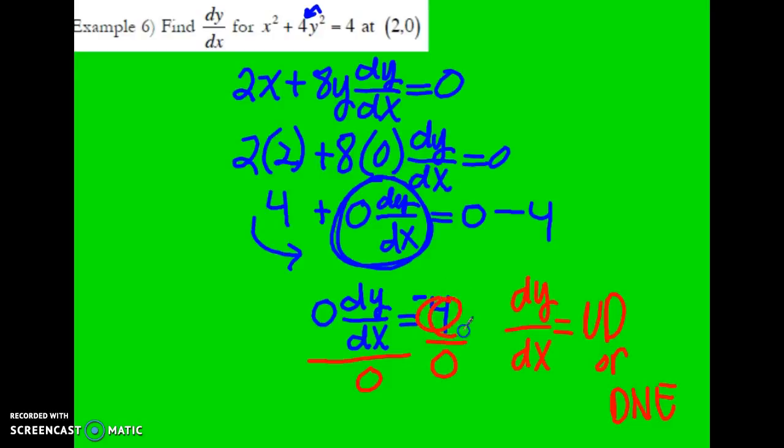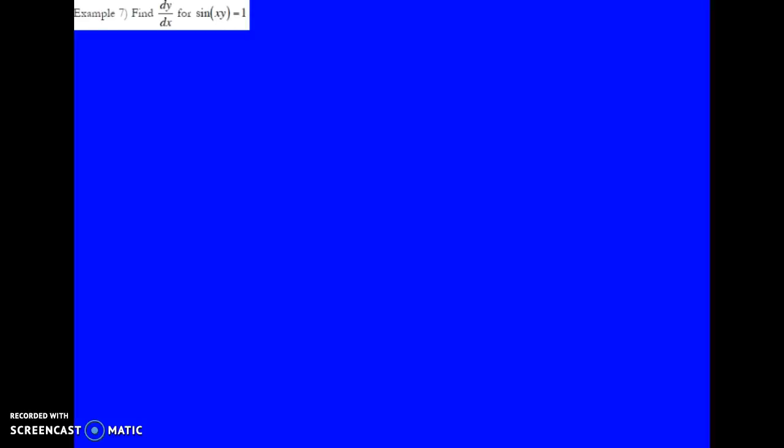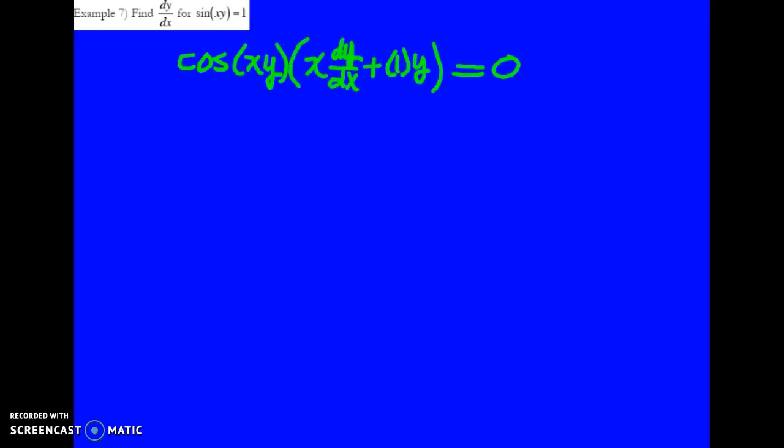If you had a 0 on top, dy dx equals 0. On the bottom, undefined. And we have the lovely chain rule again. Derivative of sine is cosine, the inside times the derivative of the inside. Using the product rule to do that, you end up with this right here.